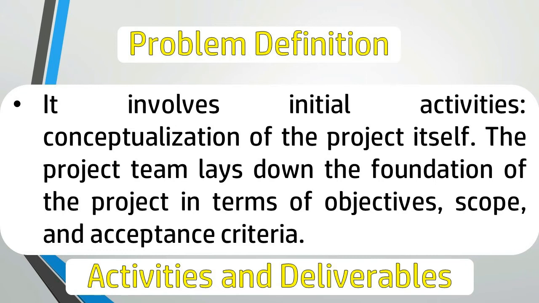Problem definition. This phase involves all the initial activities that will be needed for the project. One of the first steps in this phase is the conceptualization of the project itself. The idea has to be translated into a documented form and agreed upon by the project team. In the problem definition phase, the project team lays down the foundation of the project in terms of objectives, scope, and acceptance criteria. Activities are conceptualization, broad scoping, and creation of acceptance criteria. Deliverables, concept paper.